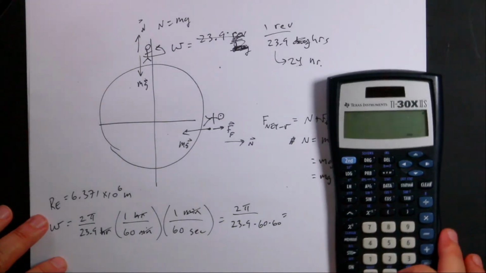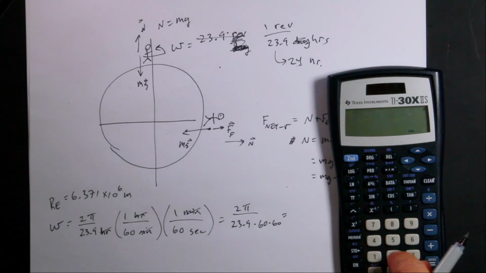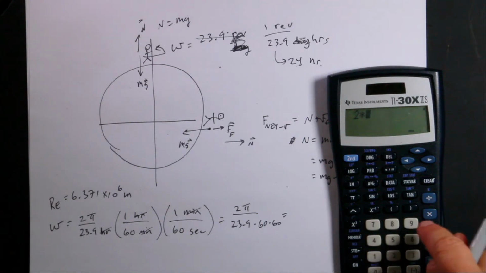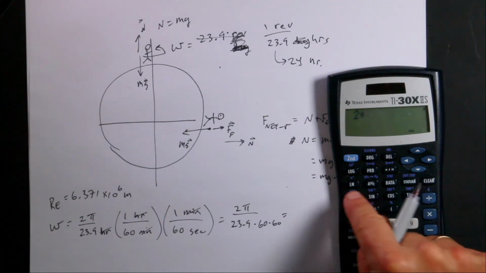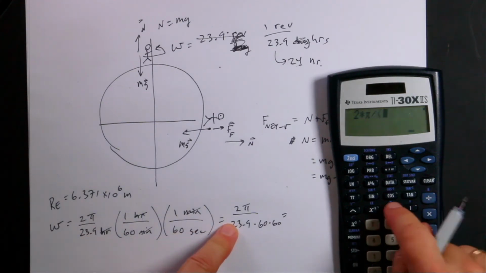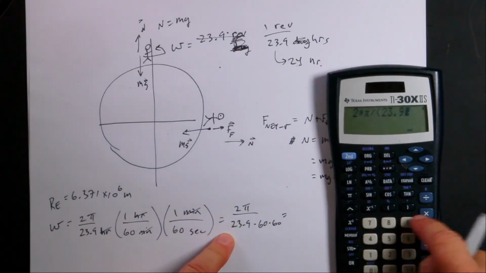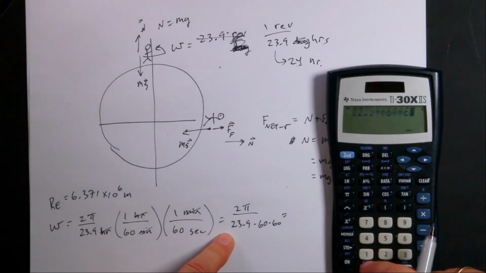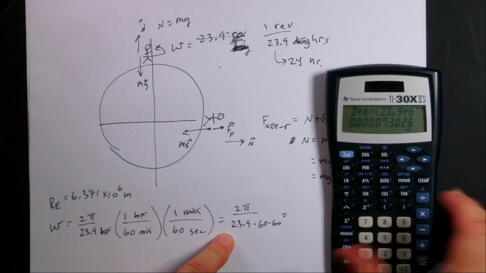Yes, you may think, oh, but Python's better. And you're right. Okay, so 2 times pi. I thought there was a pi button. Do you guys make fun of me for not knowing where all the things are in this calculator? Oh, there's pi. Okay, 2 times pi. Now I need to divide by, parentheses, 23.9 times 60 times 60. Close parentheses, equals.